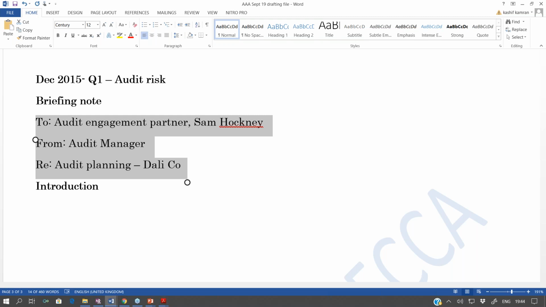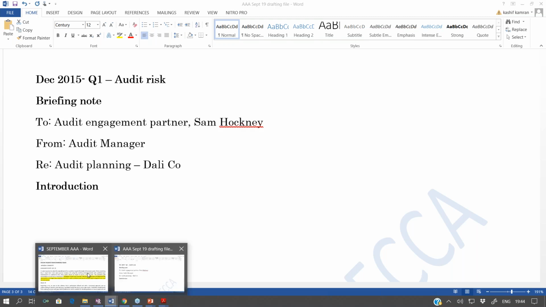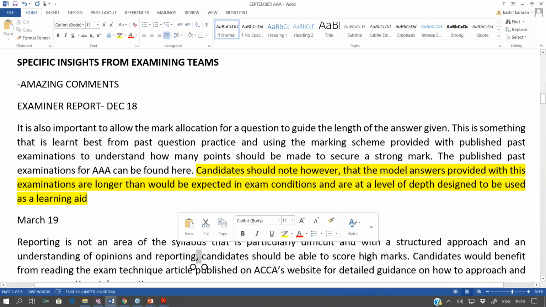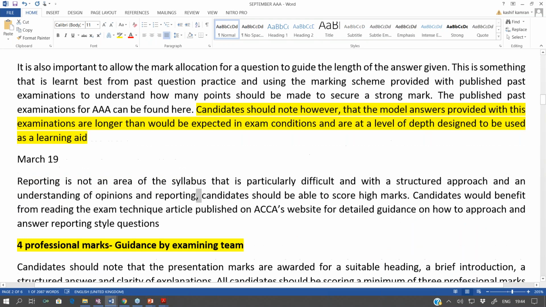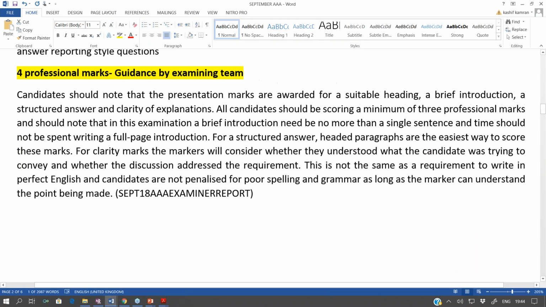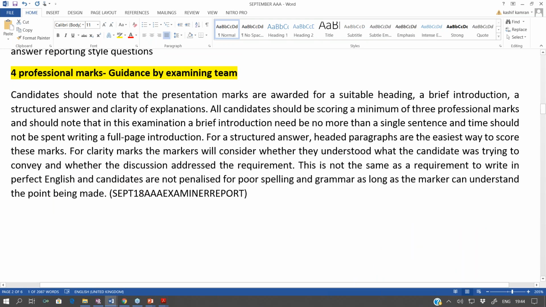Now see what the examiner is telling about the introduction. There is no date in a briefing note, right? You're getting the right format in front of your screen currently. Now, when you go back and look at the examiner comment on the briefing note, see this in front of your screen. This is from the September 18 examiner report, because I am worried that you will not read the examiner report. So I've put the examiner report in front of you.